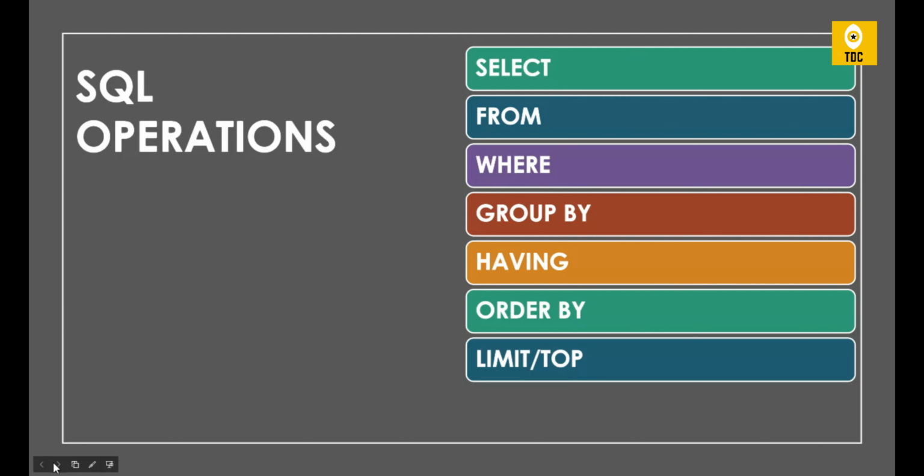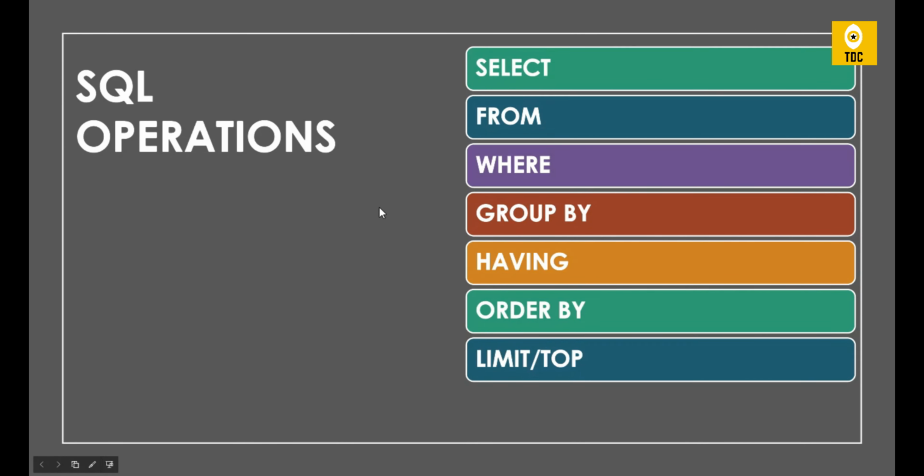If you have worked on SQL, you might have heard about all these operations. First is select, then from, where, group by, having, order by, and then limit and top. In any query you would see either all of these or, at minimum, select and from. All are not mandatory. You can just use select from, but if you are doing a group by, only then can you use having. Without group by you cannot use having. There is a dependency between group by and having.